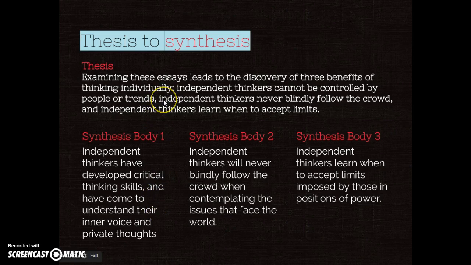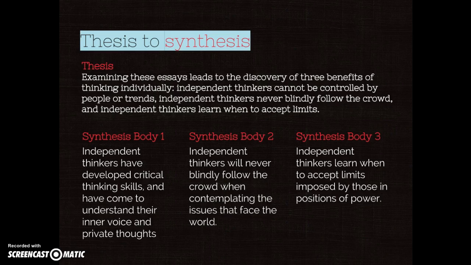The second point here, independent thinkers never blindly follow the crowd. Synthesis body 2: Independent thinkers will never blindly follow the crowd when contemplating the issues that face the world. And then finally, independent thinkers will learn when to accept limits, and we see that topic sentence. Independent thinkers learn when to accept limits imposed by those in positions of power. So there's a very clear match. Each of those body paragraphs in the synthesis section has a very specific task that is clearly communicated to the reader through a topic sentence, and the organization of it works really well.